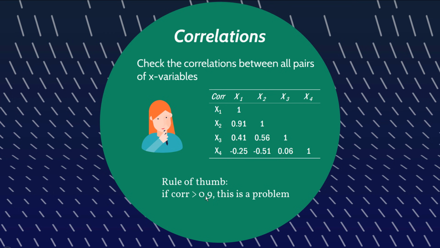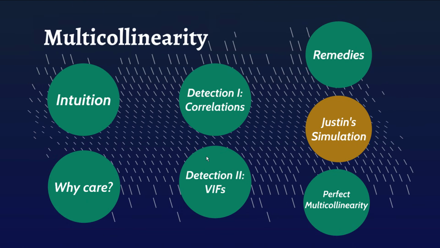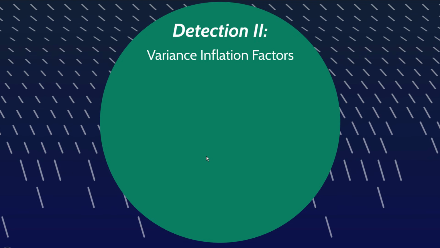So if you're looking to me for a black and white letter of the law, what do I do with my correlations, you're not going to get it, because it really is a question of degree. And as we'll see when I do my simulation a little bit later, correlations of 0.9 and even 0.95 are not fatal to a regression model. We'll see how that works a little bit later. But let's have a look now at the second detection method, which is variance inflation factors.